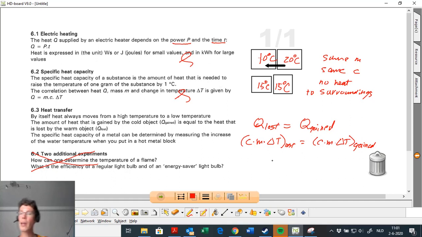If you want to look at specific examples of this, please look up the other explanation videos. But this is basically what it means. So that concludes the third paragraph.